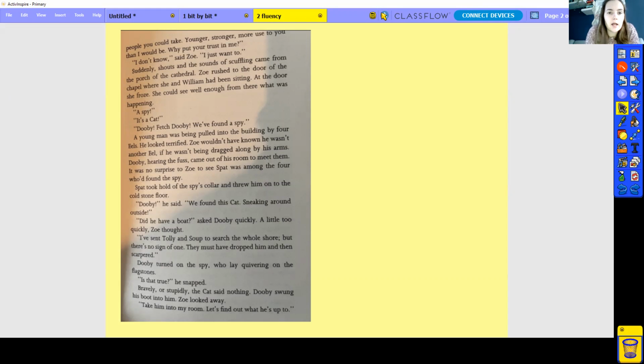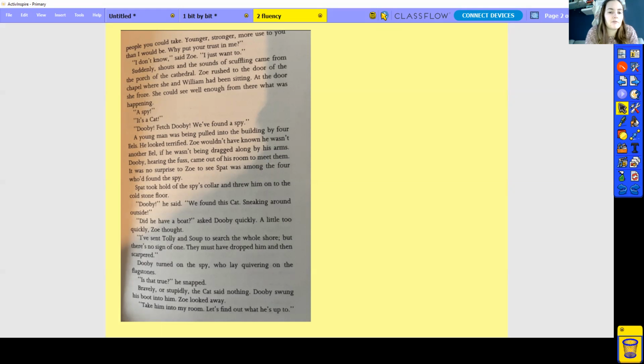Younger, stronger, more used to you than I would be. Why put your trust in me? I don't know, said Zoe. I just want to. Suddenly, shouts and the sounds of scuffling came from the porch of the cathedral. Zoe rushed to the door of the chapel where she and William had been sitting. At the door, she froze. She could see well enough from there what was happening. A spy. It's a cat. Doobie, fetch Doobie. We found a spy. A young man was being pulled into the building by 4 eels. He looked terrified. Zoe wouldn't have known he wasn't another eel if he wasn't being dragged along by his arms.